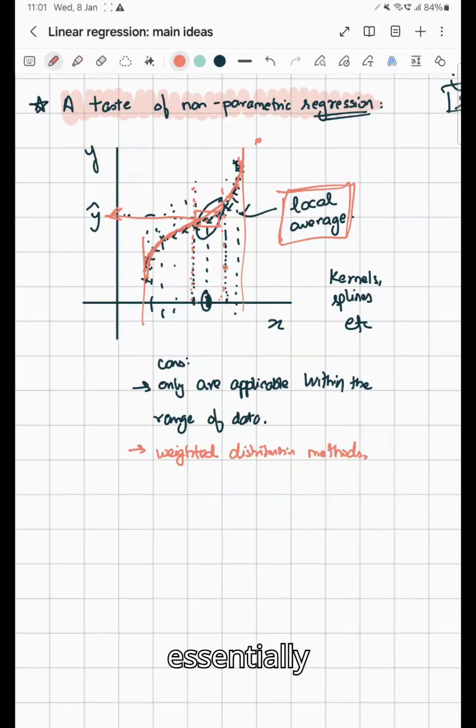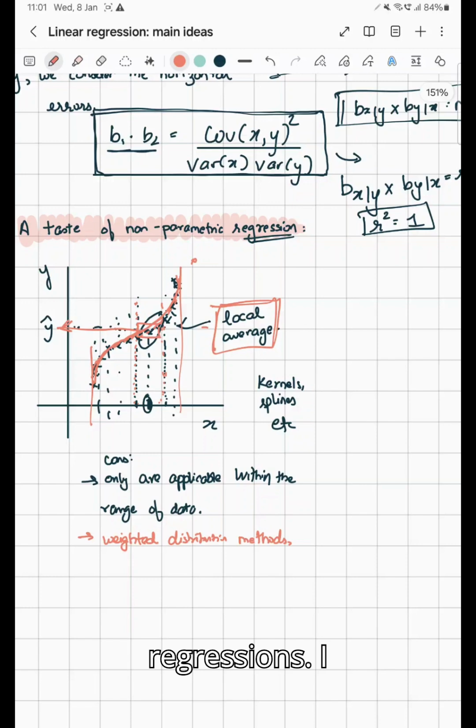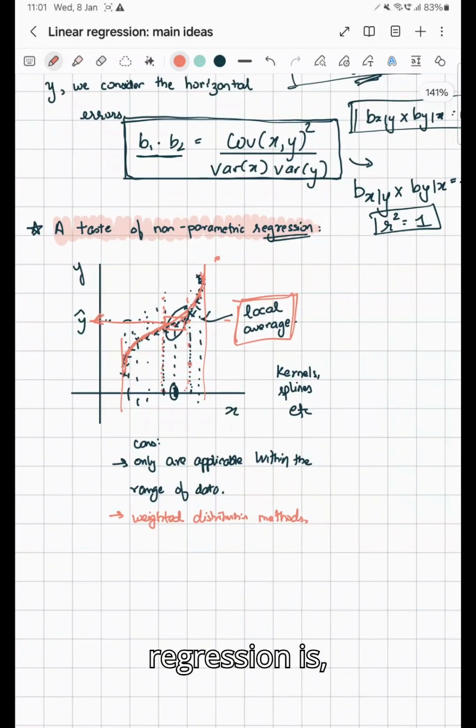Which will essentially ascribe a higher amount of weight. Then there's a threshold, and points above that threshold are ascribed a higher weightage, and the points lower than that are ascribed a lower weightage. So this would be a taste of the non-parametric side of regressions. I think there is a lot more ground to cover in terms of regression, but for the fundamental ideas, I think this is more than enough.